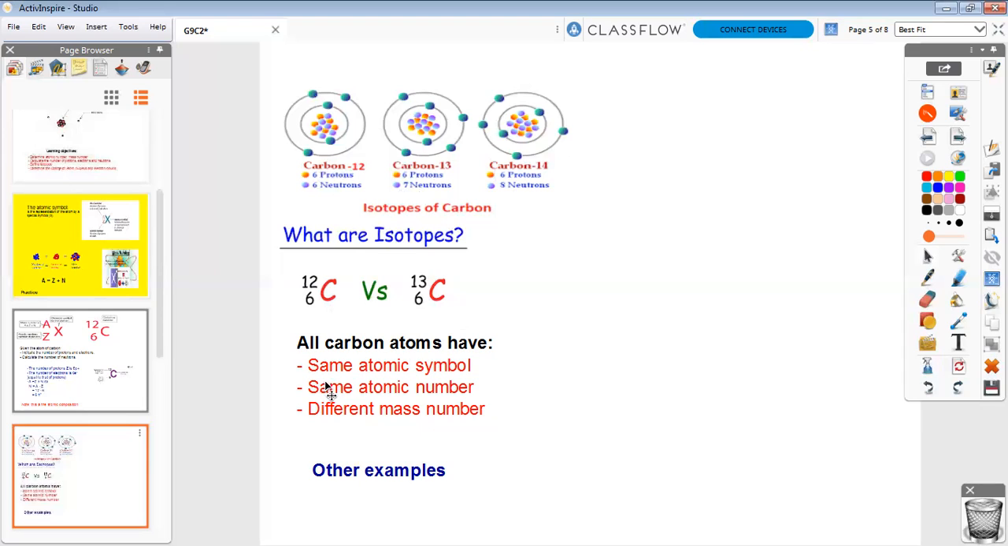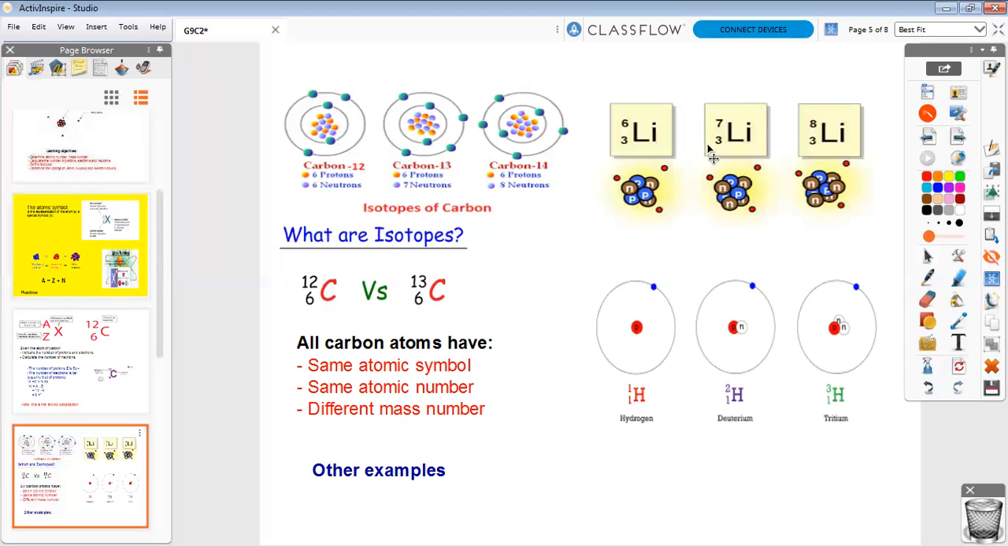All carbon atoms have the same atomic symbol, C. Same atomic number, Z equals 6. Different mass number. So isotopes are elements of the same atomic symbol having the same number of protons, the same atomic number, but a different mass number.